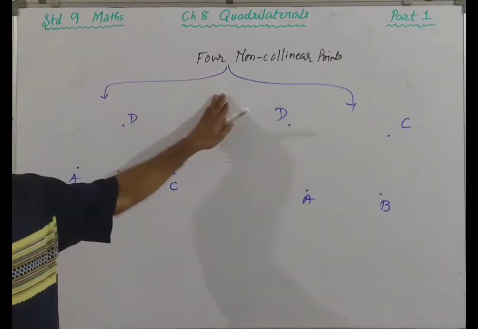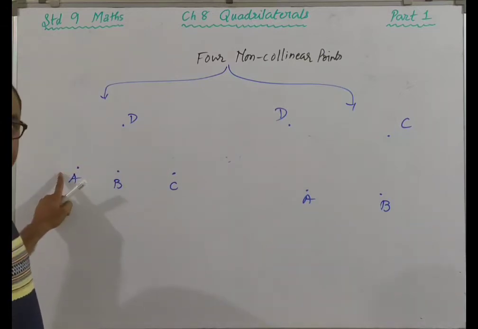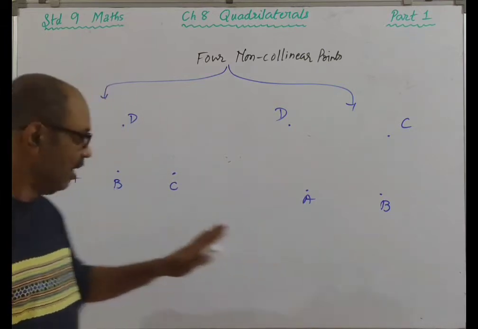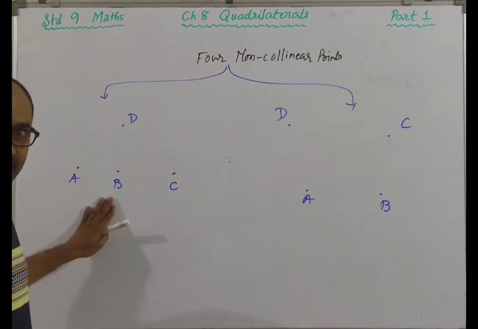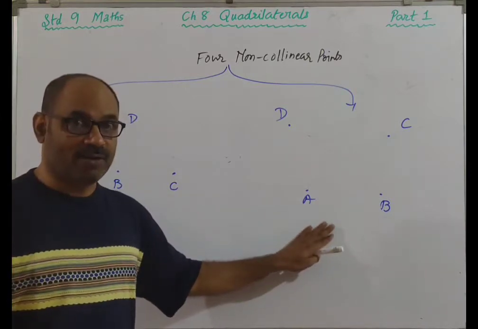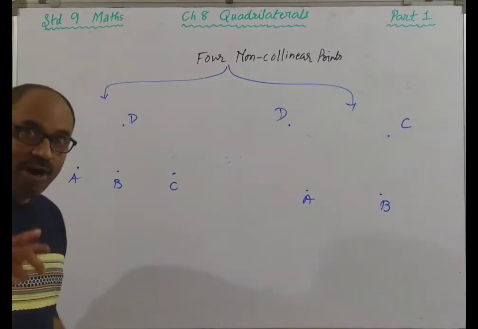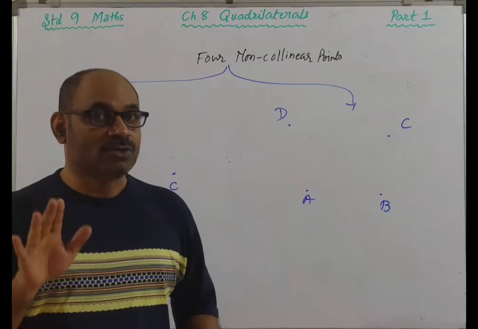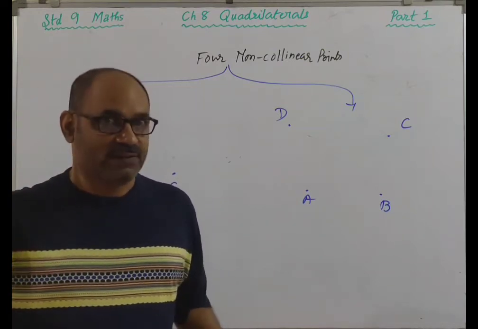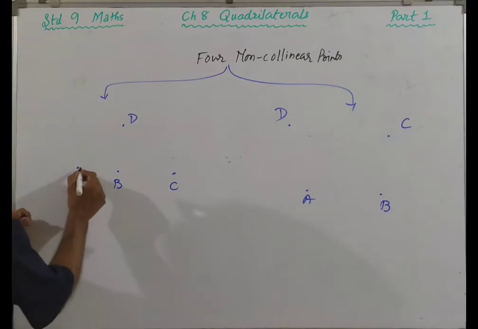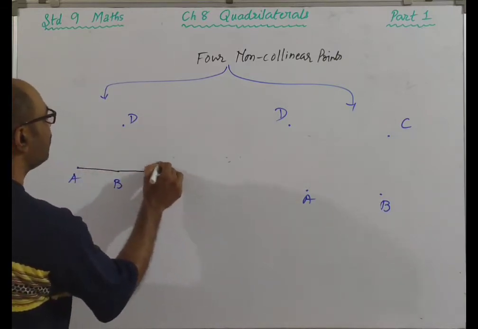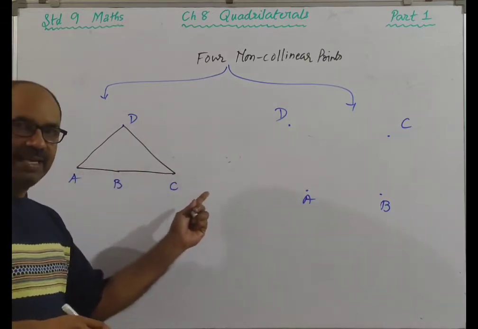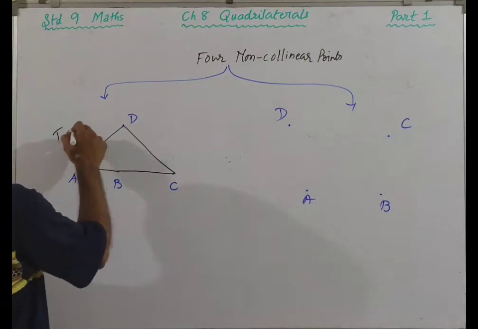Now see here, 4 non-collinear points. Case 1: these are 4 non-collinear points, and these are also 4 non-collinear points. But in this one, out of 4, 3 are collinear, and in the other, no 3 points are collinear. You will join one point with another by means of a line segment so that a single closed figure is formed. That is the condition. So I will join A with B, B with C, C with D, and D with A. Since this is collinear, you will get a straight segment AC. So you get a triangle.